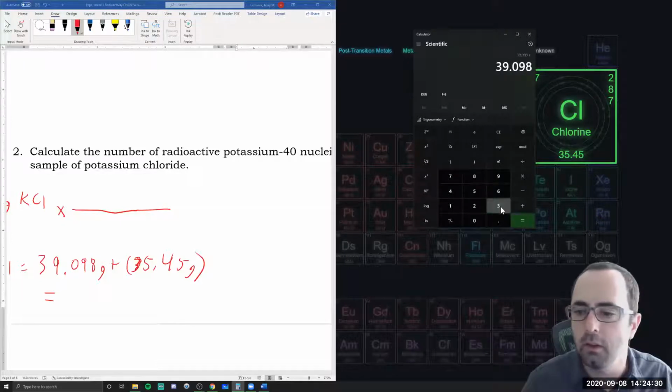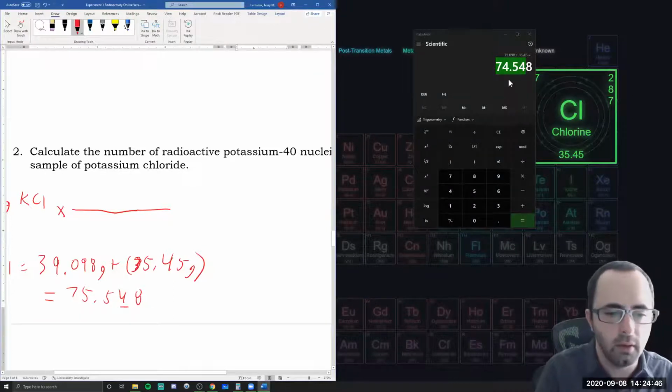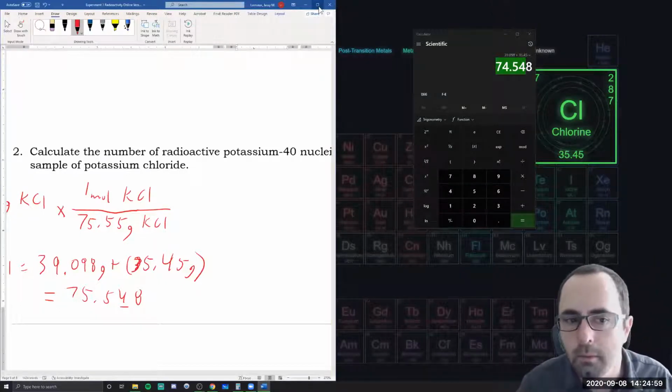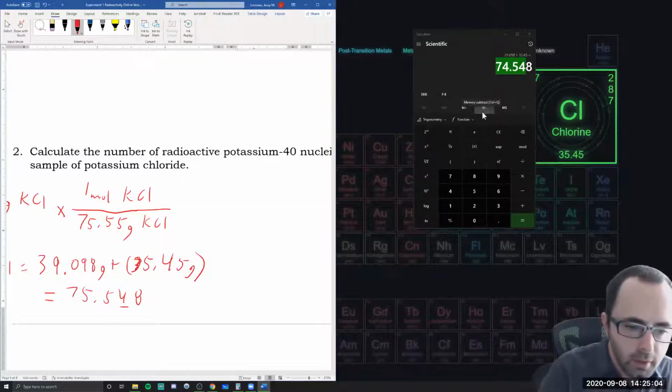39.098 plus 35.45. I'm just going to write this up to this point. 4 is fine for sig figs. I'll call it 75.548, and just for the sake of saving room, I'll call it 75.55. So 75.55 grams of KCl is 1 mole of KCl. Mr. Lemieux, it's 74. Oh, whoops. Oh, yes, thank you. 74. Whoopsie. Okay, 74. Thank you. All right.